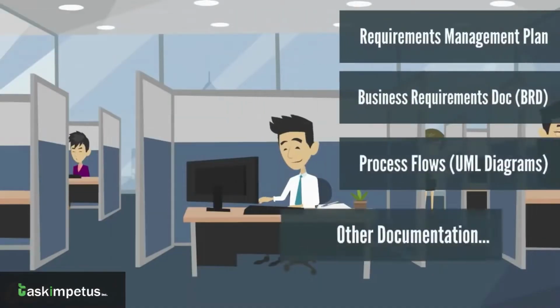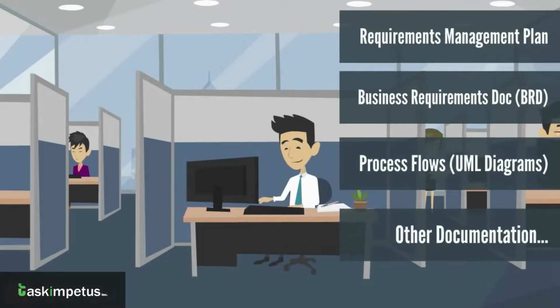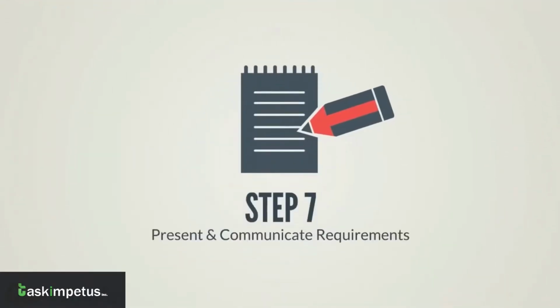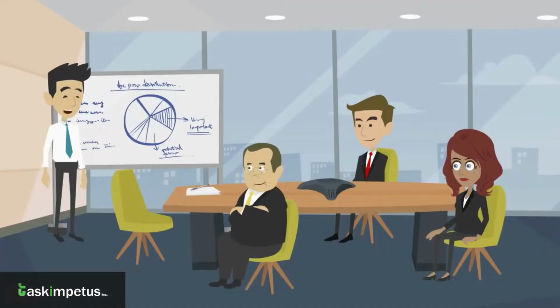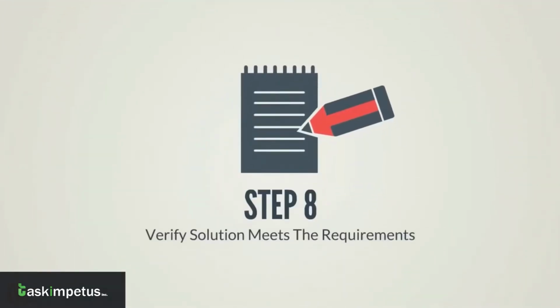This is when the BA documents all the information gathered and produces the BA deliverables, like BRDs, process flows, UML diagrams, and other documentation. Step 7. Requirements communication. Requirements communication is an important skill for the business analyst, where he or she will be working to bring different stakeholders and implementers of the project to a common understanding of the requirements and to get their buy-in on the final solution.